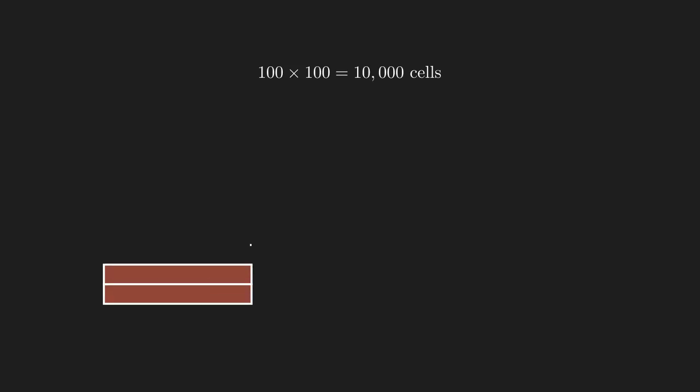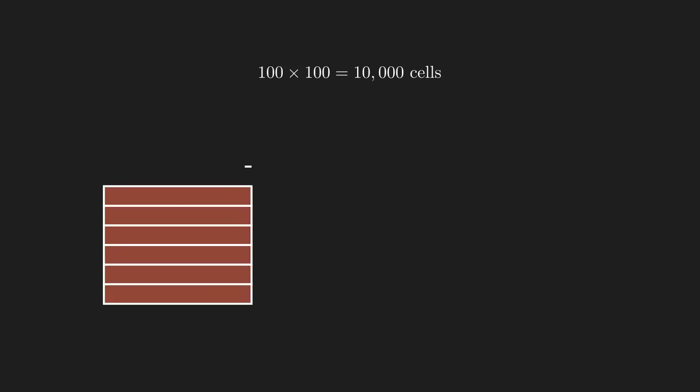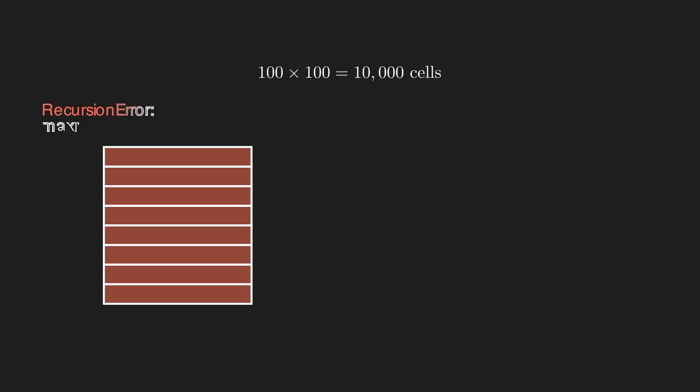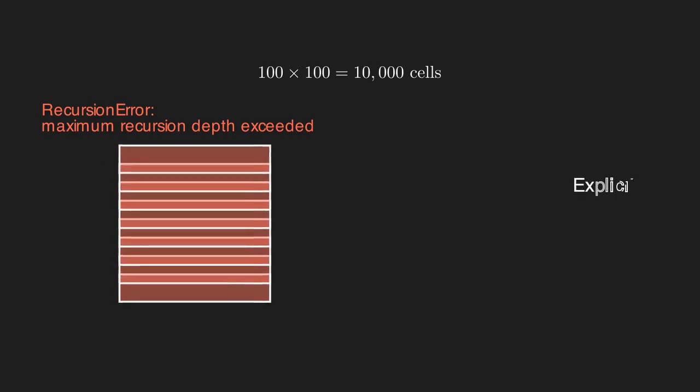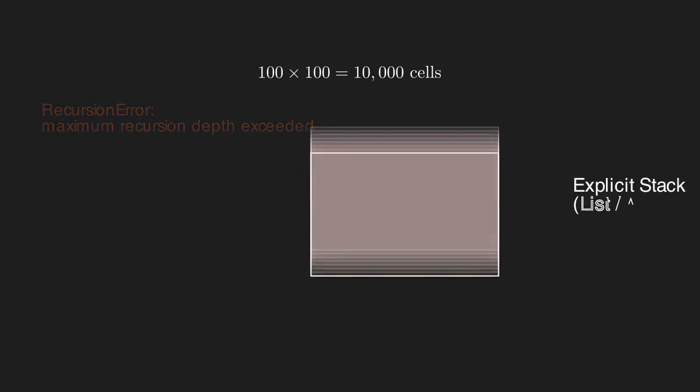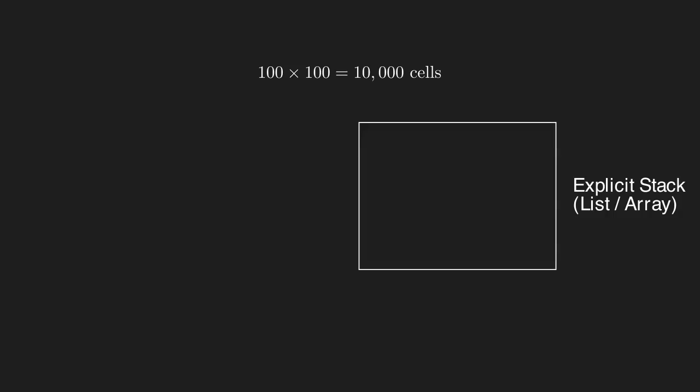A practical pitfall is that a 100 by 100 grid can contain 10,000 connected land cells. A recursive Python implementation may exceed the interpreter's recursion limit before visiting them all. The mathematical algorithm remains valid, but an explicit stack is safer. Push the seed, repeatedly pop one cell, mark it, and push each valid unvisited neighbor.